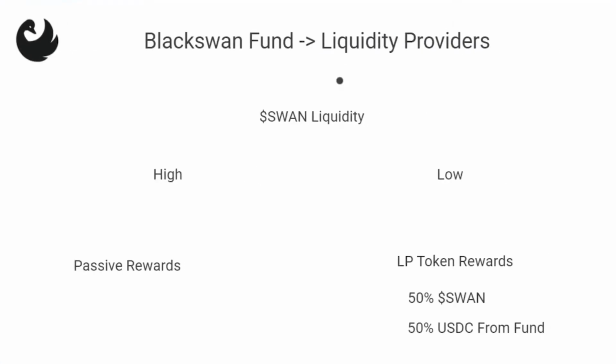Next, the Blackswan fund benefits the liquidity providers. So with the SWAN liquidity, there are 2 states that the liquidity can be in. The first state is the liquidity can be high. So if the market is very liquid, then the liquidity providers will receive those passive rewards, as I mentioned before, from the supply expansion. Or the SWAN liquidity can be low. And this is where it becomes interesting because it creates this anti-fragile system where if the SWAN liquidity is low, then LP tokens will be rewarded to the liquidity providers.